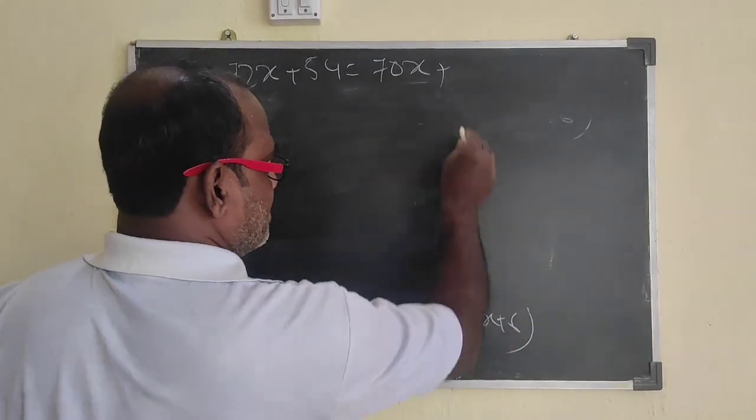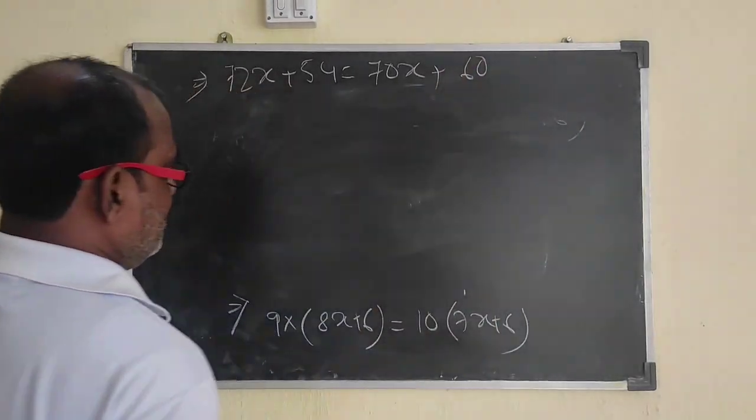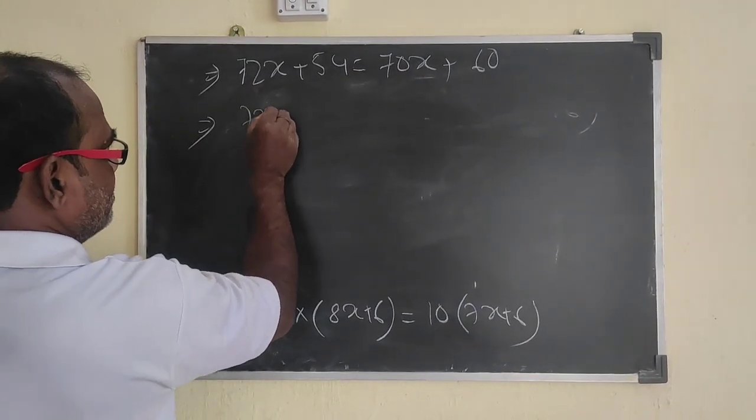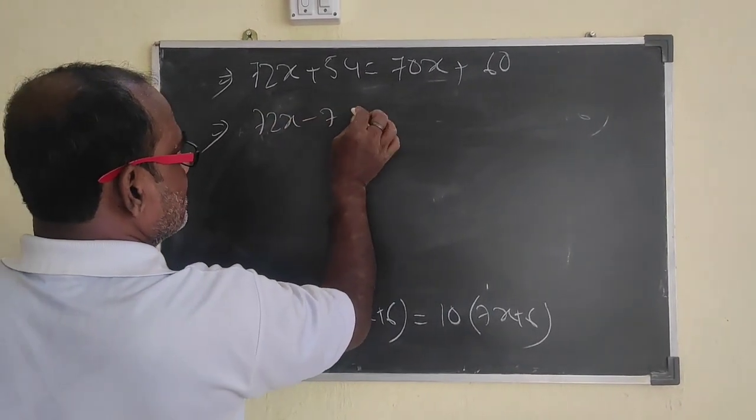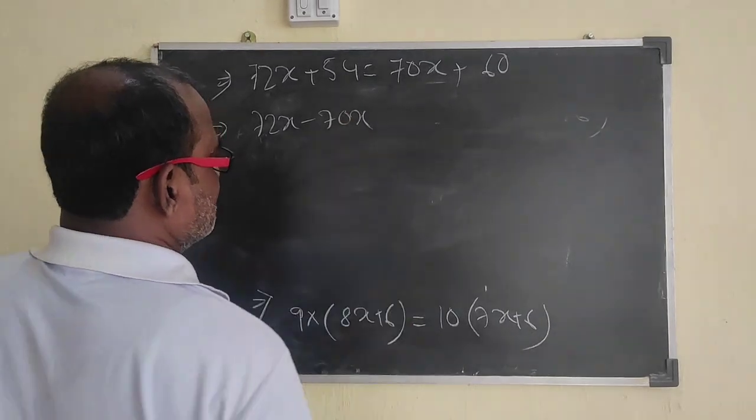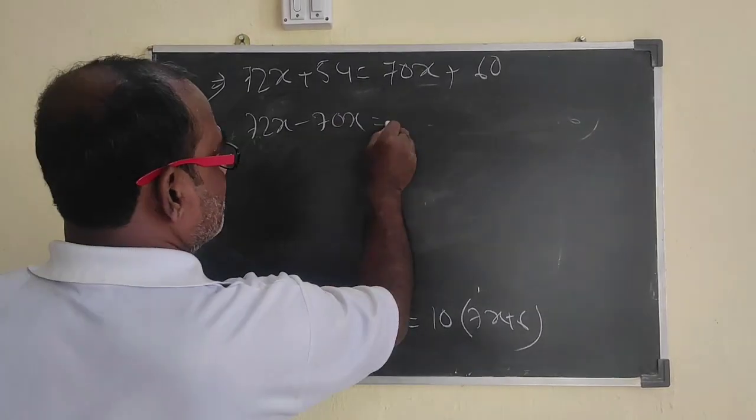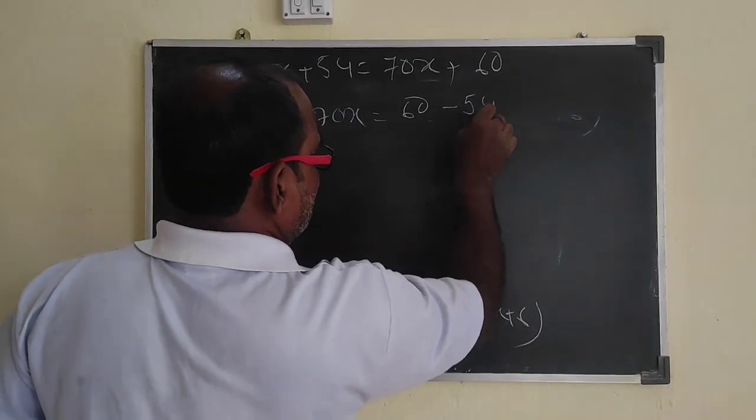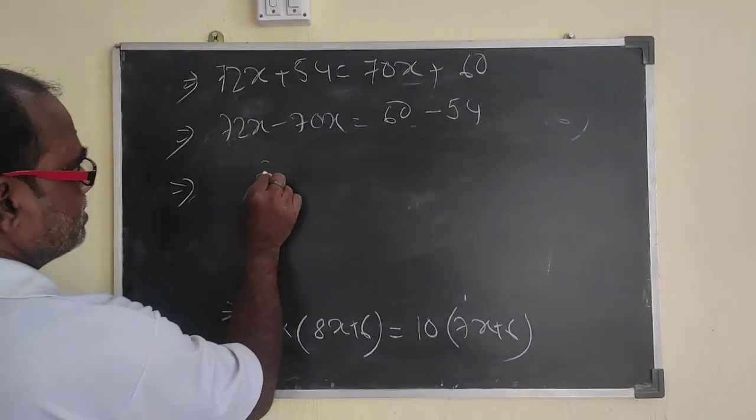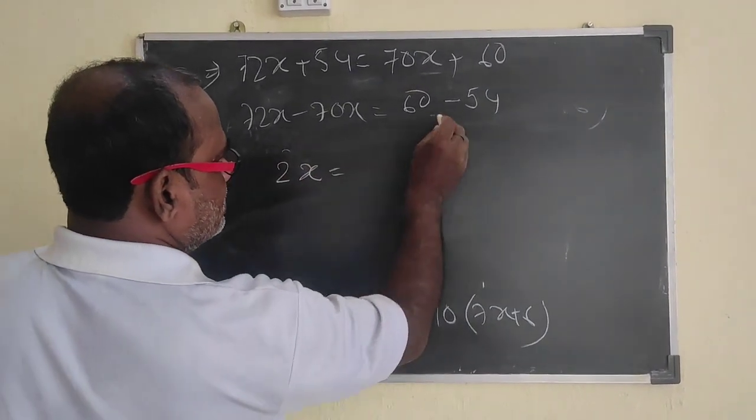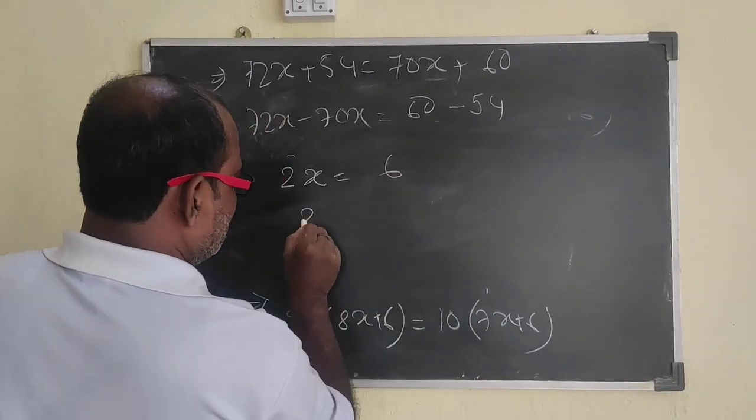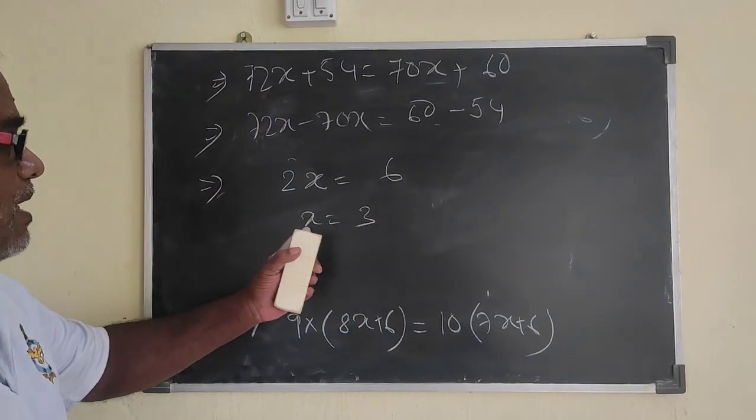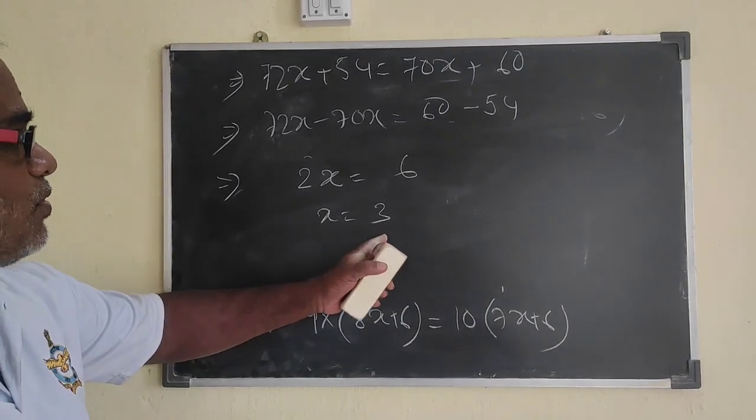plus 10 into 6 is 60, which implies bring 70x this side, 72x minus 70x is equal to 60 minus 54, implies 2x is equal to 6, x is equal to 3. So we got the value of x is equal to 3.